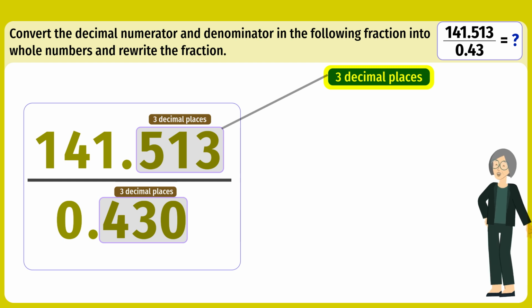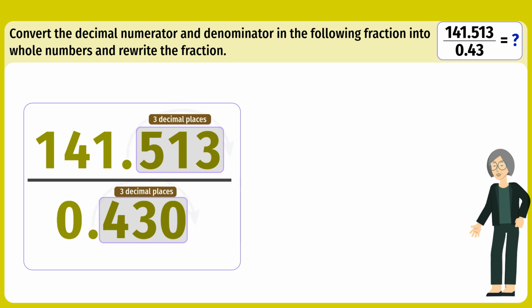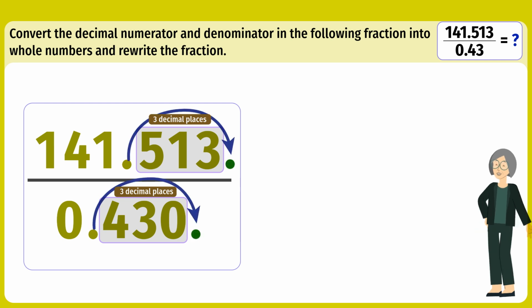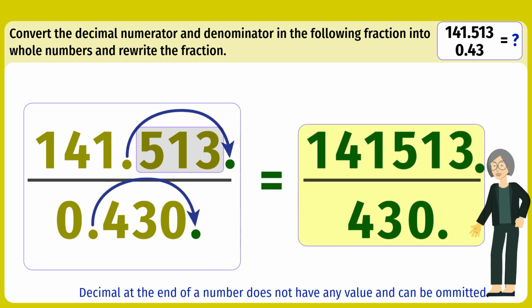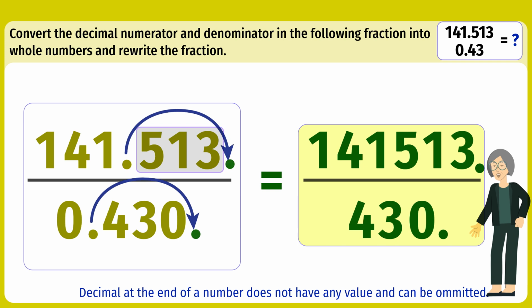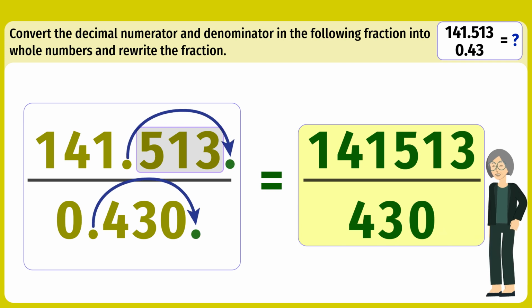Remember, multiplying both numerator and denominator by the same number does not change its value. Now, both numerator and denominator have 3 decimal places. Multiply both by 1,000. The decimal in both numerator and denominator will shift by 3 decimal places. So we get 141513 by 430 as the resulting fraction.